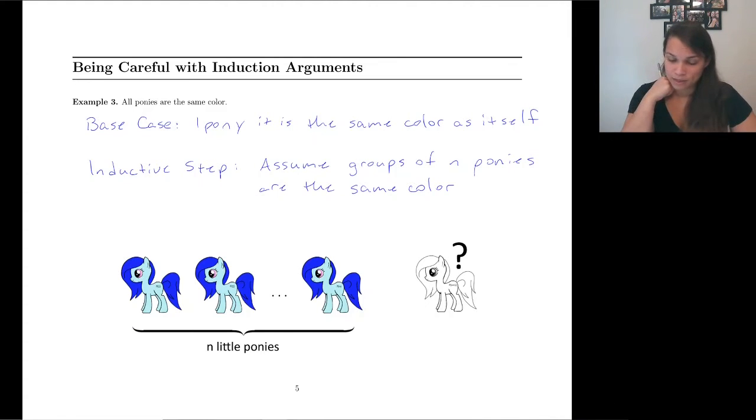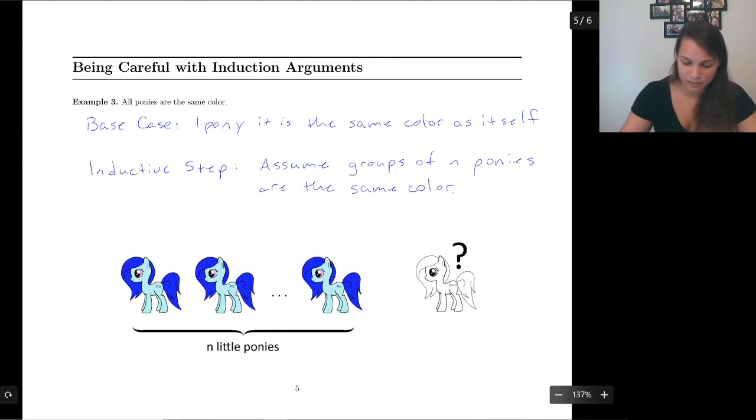Now we need to prove that a group of n plus 1 ponies will also all be the same color. So I've got a nice little drawing for you because I didn't want to have to draw ponies live. Here is our group. This is our n ponies. So that means we got to assume, by assumption, they are the same color.